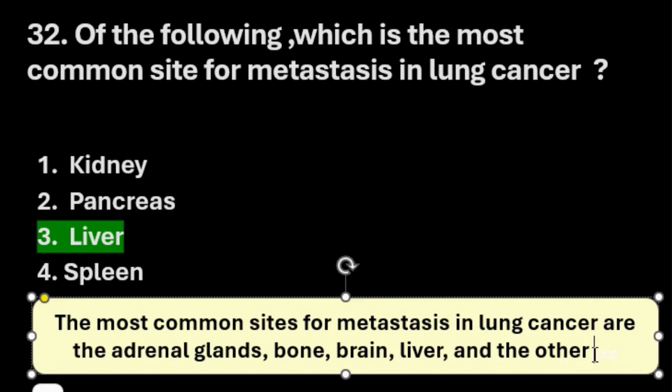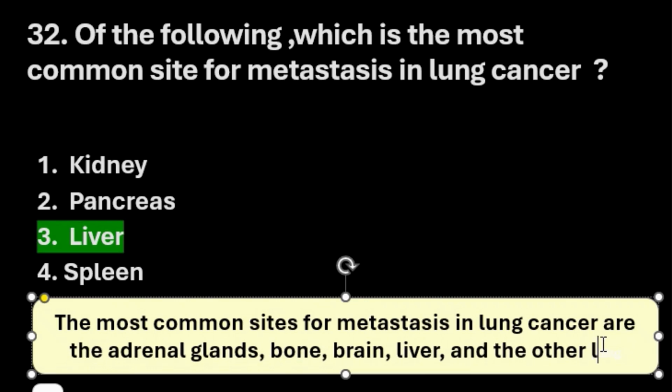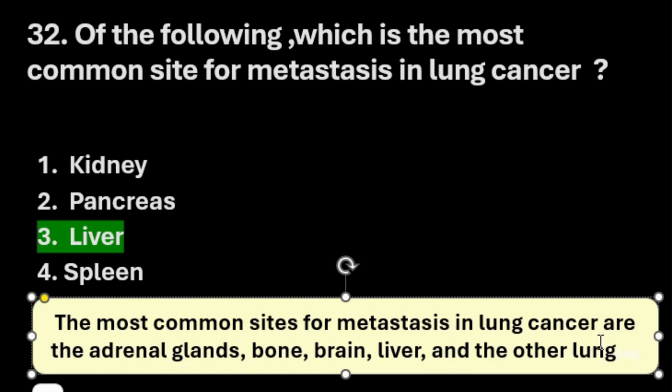So these all are the main areas. See, adrenal gland, bone, brain, liver, and the other lung. Here you can see liver is in this option. Kidney, pancreas, and spleen is not in the list. That is not least affected. So mostly affecting adrenal gland, bone, brain, liver, and the other lung.